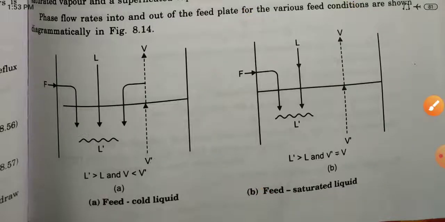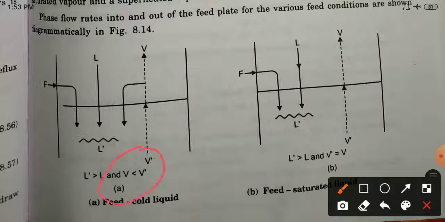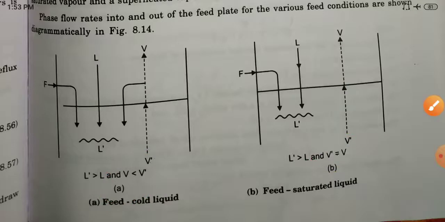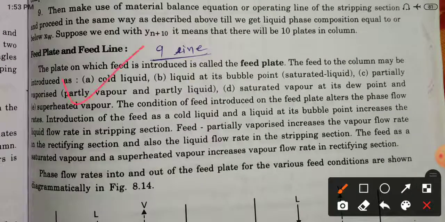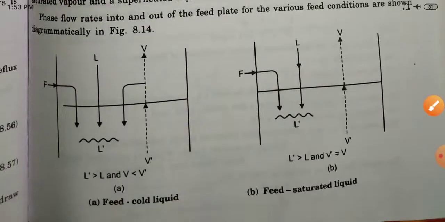Okay, for a feed saturated liquid, the graph is almost the same, but the change is: V less than, and V dash equal to V. Okay, this is the second part of the figure. First one is a cold liquid, second one is a liquid at the bubble point. This one is for feed saturated liquid.